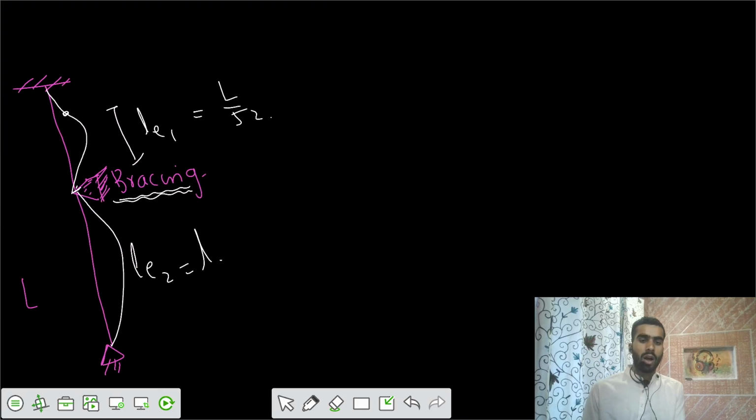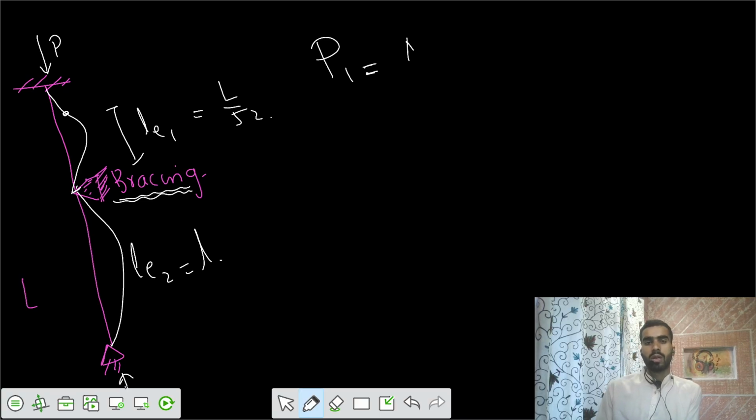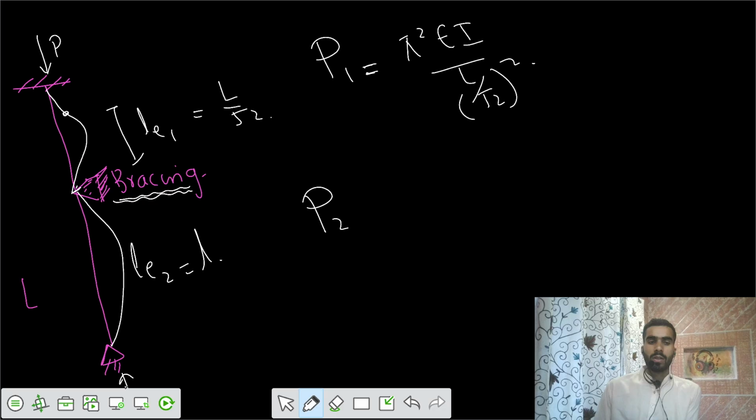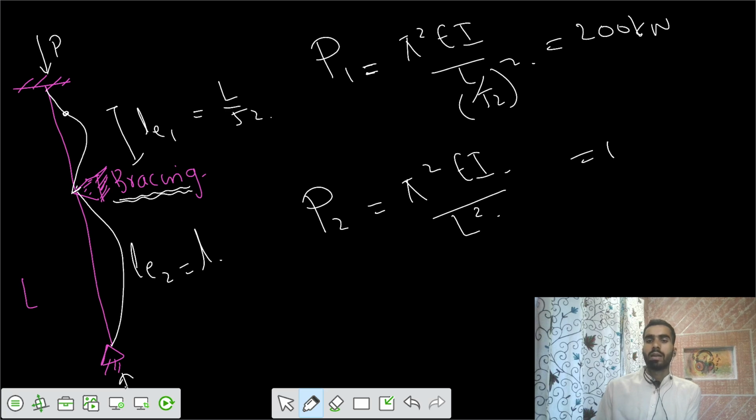So if I write that, you are applying a load of P at the top. How much load would be there? P1. That is the critical load for column 1. To cause that critical buckling, I would say that would be equal to pi square EI by L by root 2 whole square. And for the second column, that is equal to pi square EI by L square. So this value would be some 200 kilonewton. This would be 100 kilonewton.